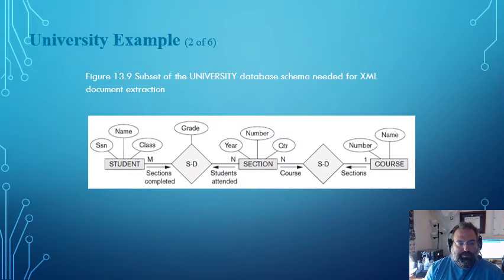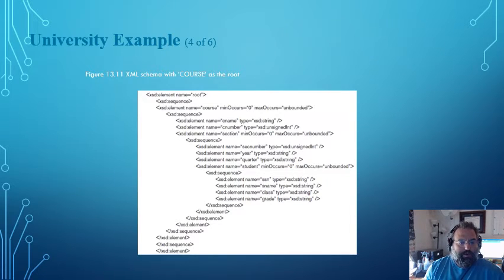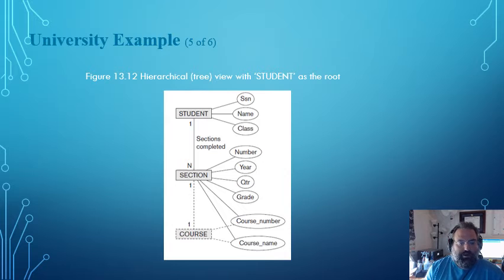Figure 13.9 is a subset of that university database needed for an XML document. The hierarchy tree view has courses as the root, and a potential schema for the course as the root, and then a hierarchical tree with student as the root. So the basic idea here is that when you're modeling something that's inherently relational or tabular and trying to do so in a hierarchical fashion, you have to pick something to be the order in which they're presented. So in this case, you're presenting it as student, section, course.